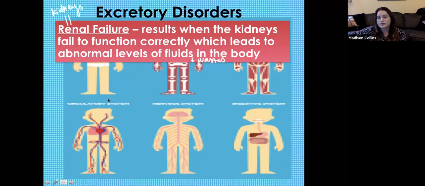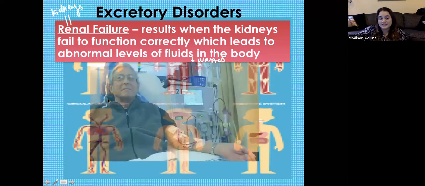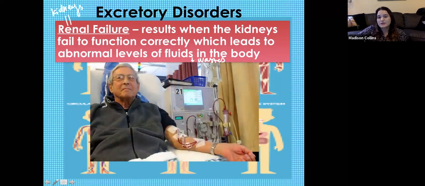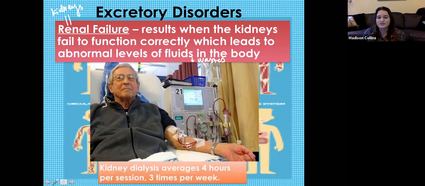So if you know someone who has kidney failure, they may have had to undergo something called dialysis, which I've shown a picture of right here, which is basically when you get hooked up to a machine that artificially works as your kidneys would. And that machine is going to filter all of your blood and get all of those impurities and wastes out. But this is obviously not ideal because kidney dialysis averages about 4 hours per session, 3 times per week. I don't know if there's enough Netflix to allow you to sit for 4 hours, 3 times a week while you get your blood filtered. So please, this is not the goal.